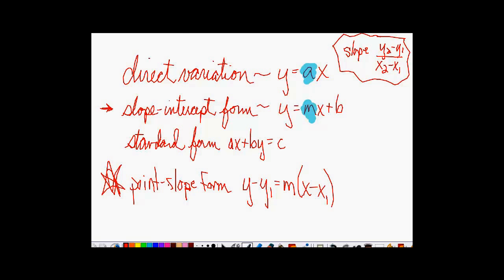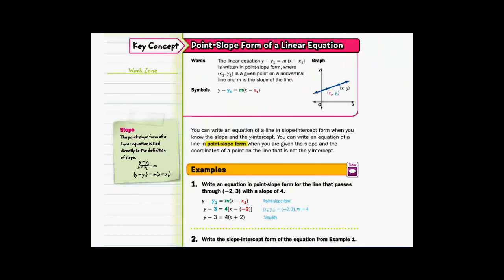So let's go back to the book. This is the point slope form that we just talked about. y minus y1 equals m times x minus x1. The y1 and the x1 are just a given point that they give you. We'll talk more about that again in a minute. And this m, of course, is the slope.